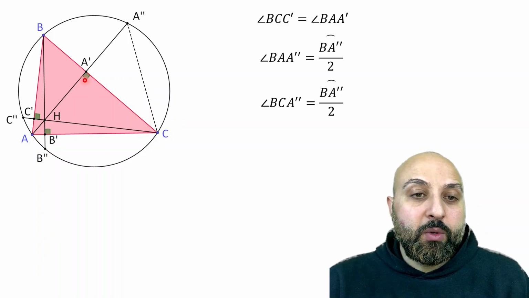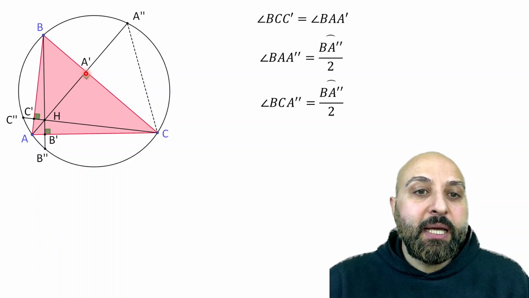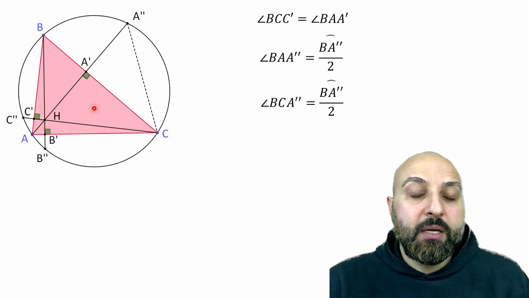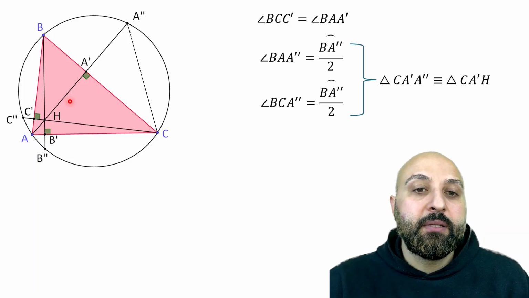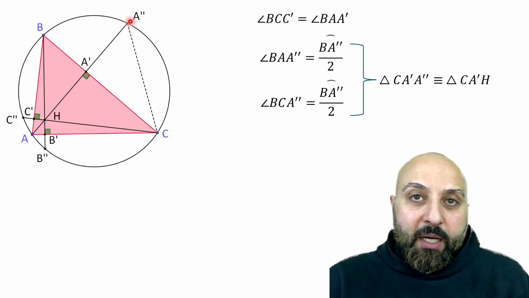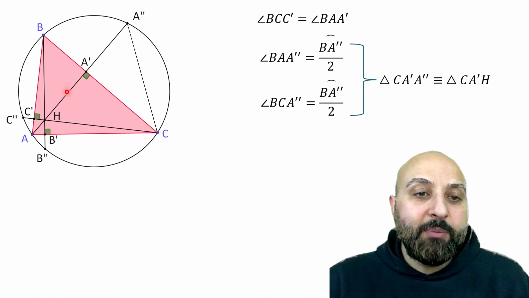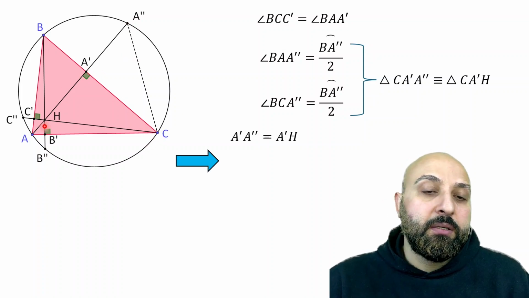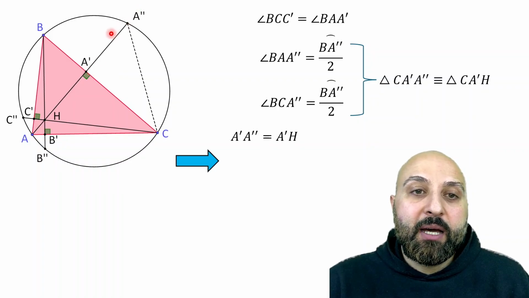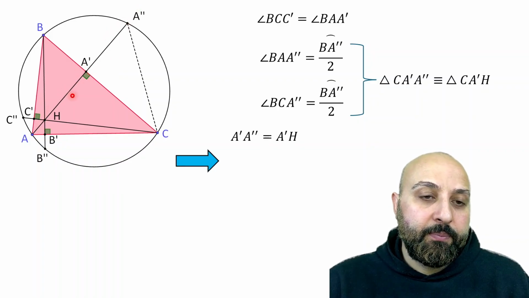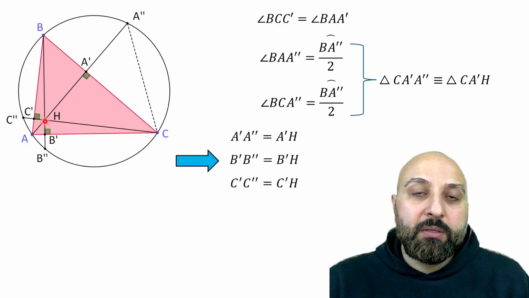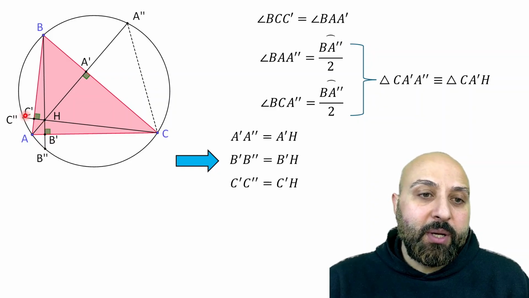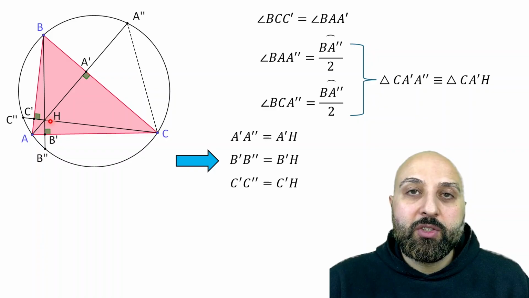Now, if these two angles are equal, this is 90, the other one will also be 90, and this side is shared between these two triangles. Therefore, these two triangles are identical. So we conclude that triangle CA'A double prime is identical with the triangle CA'H. Therefore, these two sides are equal: A'A double prime is equal to A'H. Same way, we can show that B'B double prime is equal to B'H, and also segment C'C double prime is equal to the segment C'H.